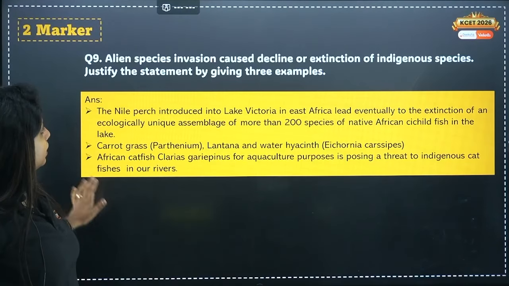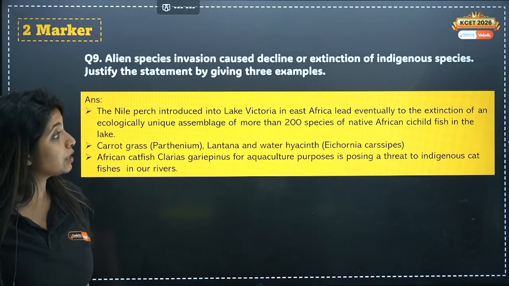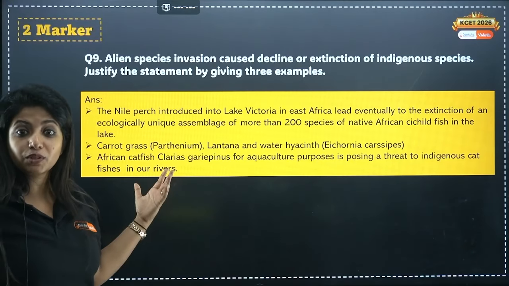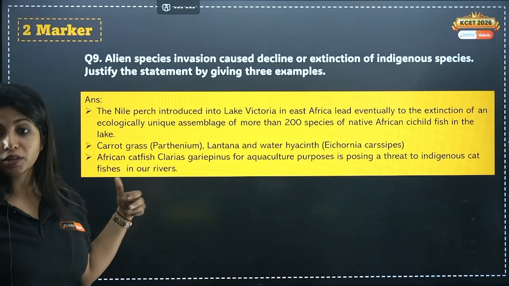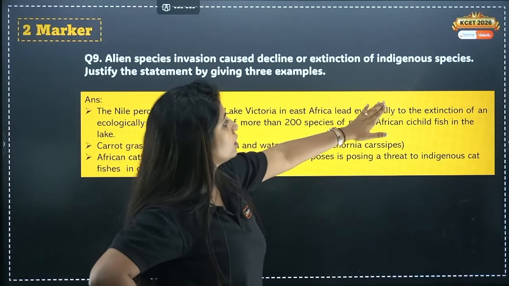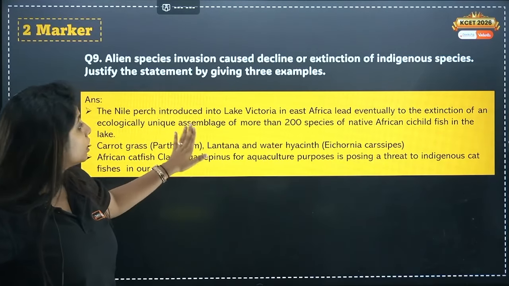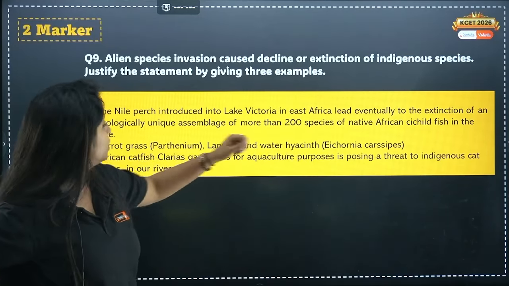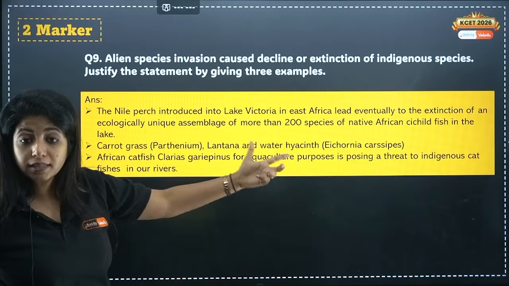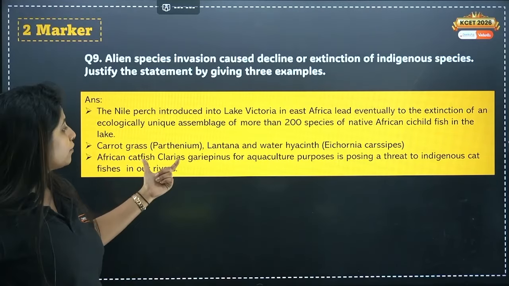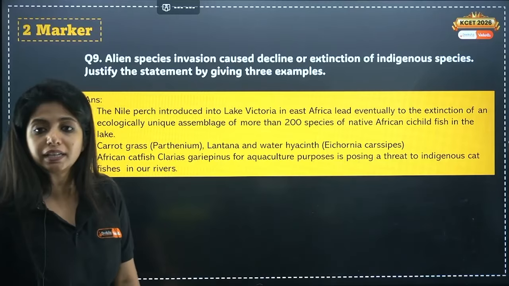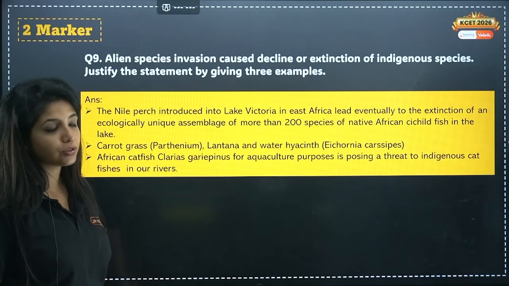Now, alien species invasion caused decline or extinction of indigenous species. Justify the statement by giving 3 examples. Now, here comes the role of alien species invasion. I told you that you get questions related to that. So, Nile perch introduced into Lake Victoria in East Africa eventually led to the extinction of an ecologically unique assemblage of cichlid fishes. Carrot grass, Parthenium, Lantana and water hyacinth are also examples. African catfish, Clarias gariepinus, for aquaculture purposes is posing a threat to indigenous fish species.